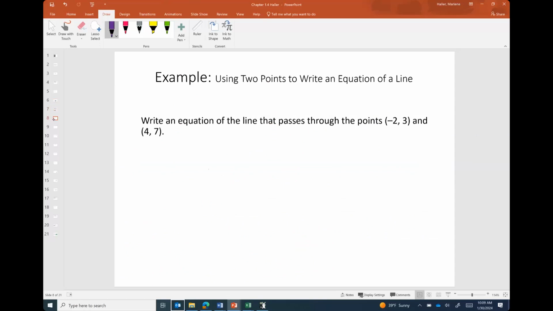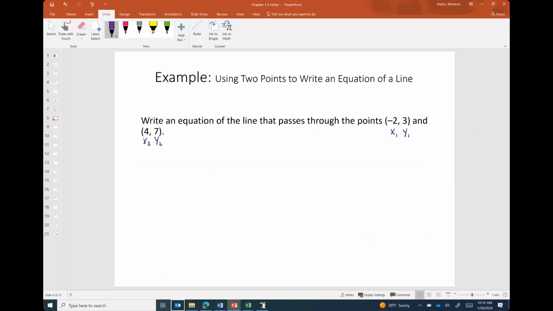All right, let's look at another example. This one, we aren't told what the rate of change is or what the slope is, but we do know that the equation of this line, if graphed, would pass through 2 points. We also know the coordinates, 2 sets of coordinates that satisfy the equation of the line or make it true. The first point has an x coordinate of -2 and a y coordinate of 3. The second point has an x coordinate of 4 and a y coordinate of 7.